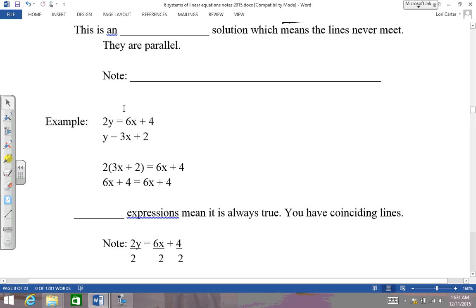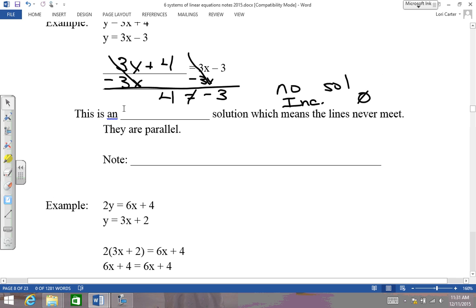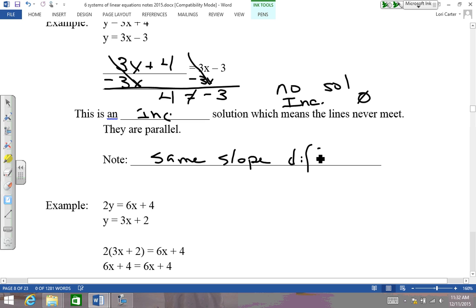Okay, now let's look at this one. All we're gonna do is the words. What's the note? This is an inconsistent, no solution. Inconsistent, no solution. Same slope, different y-intercepts.